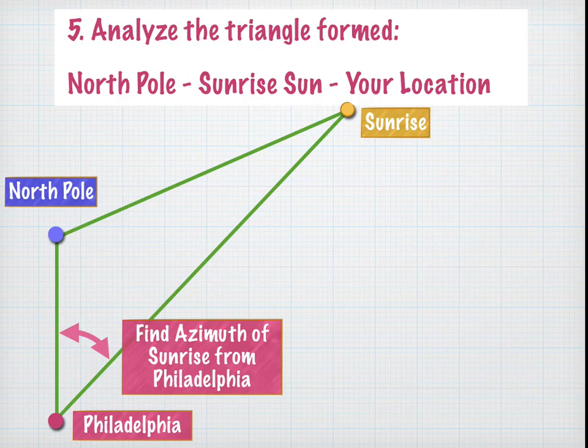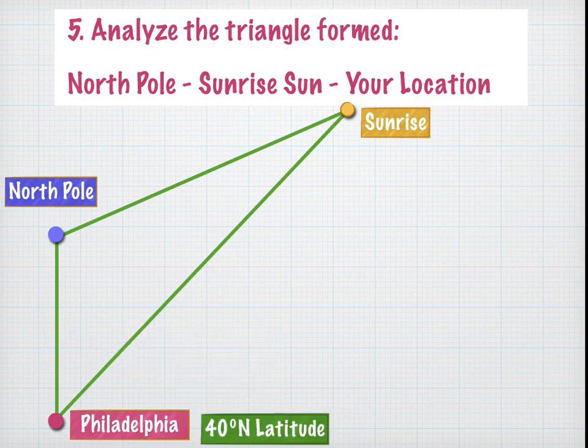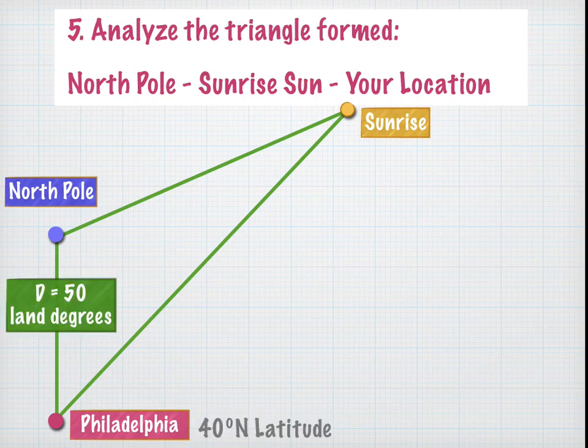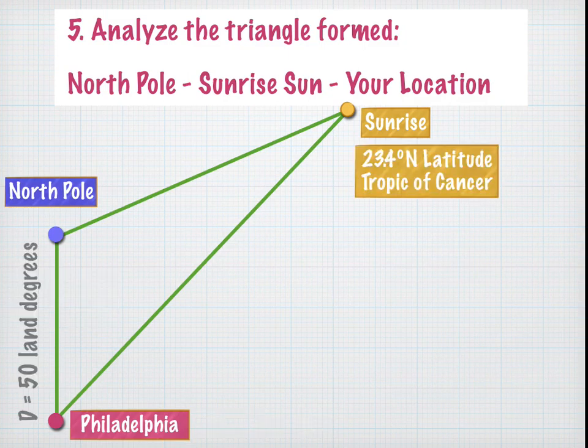That's the azimuth. That's what we're going to find. But what information do we have? Well, we know that Philadelphia is at 40 degrees north latitude. That means we know that vertical segment is 50 land degrees. This triangle is going to be measured in land degrees, by the way. So that's 50 land degrees.